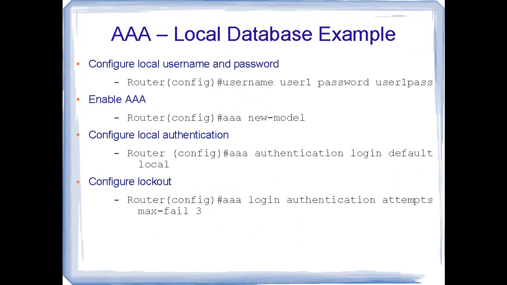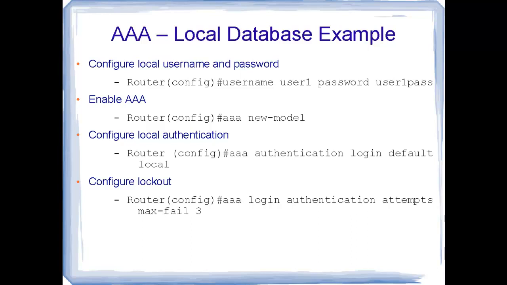So here's an example of configuring the router to use a local database. First, you've got to configure the local username and password. So you go to the global configuration mode, the command username, the user you want, in this case it's user 1, password, in this case user 1 pass. Of course, you can pick any usernames and passwords you want. These are just the two we chose.